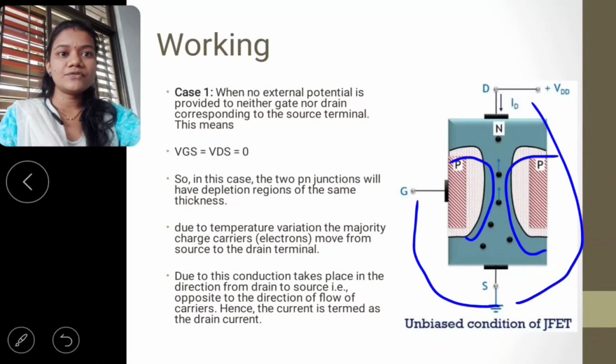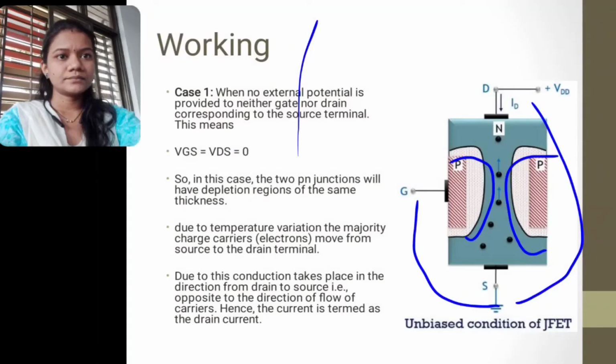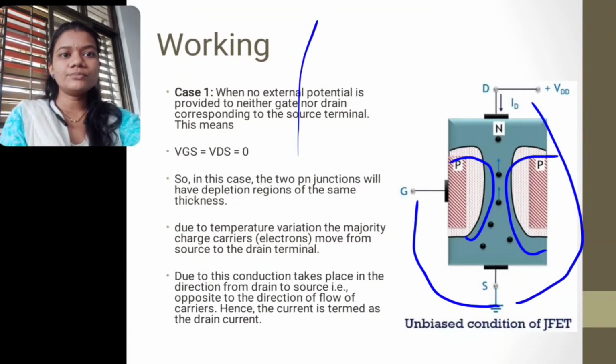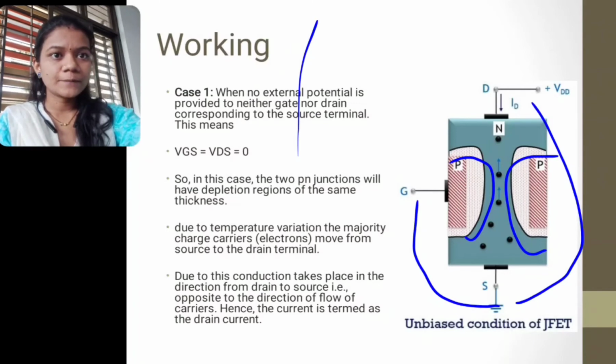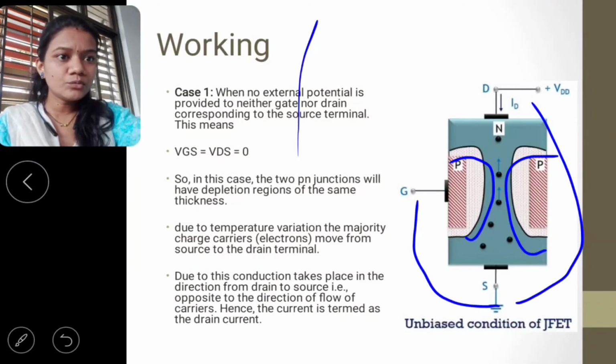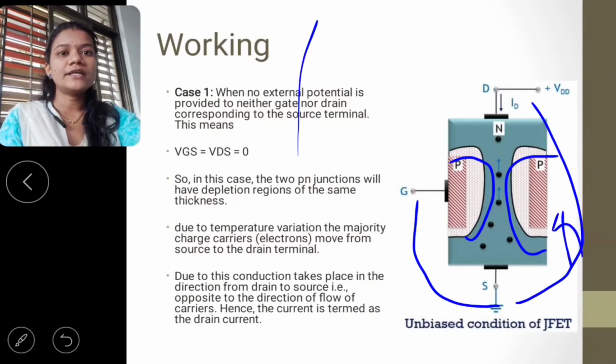Because of the temperature variation, the majority charge carriers, which in a JFET are electrons because this is an n-channel JFET, will move from source to drain terminal. That means in this direction. So they will move in this direction, from source to drain.